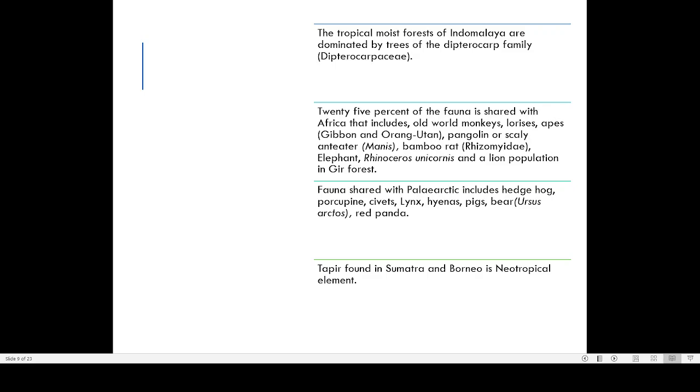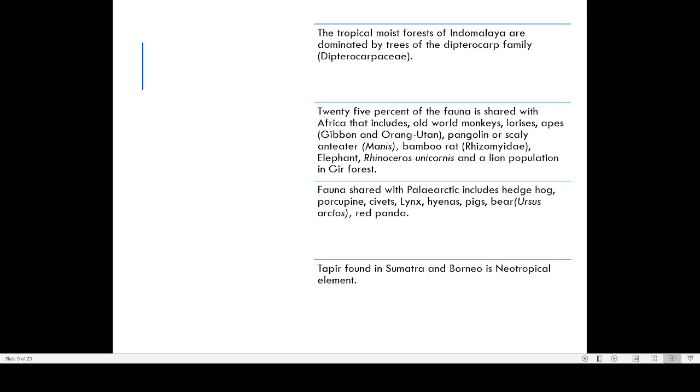That is why 25% of the fauna that is presently found in Africa and India are similar. See, that similarity is present in these old world monkeys. Most of the monkeys are very similar to each other. Lorises, apes are present. Then gibbon and orangutan are present. Then pangolin is present on both sides. Then bamboo rat is there. Then elephant. Elephant is a very typical example: Indian elephant and African elephant.